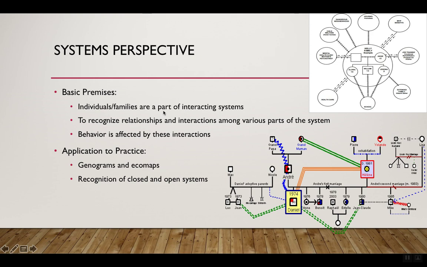And the use of systems perspective in social work can be in the applications of genograms and ecomaps. So the one at the top is an ecomap and it helps illustrate systems and relationships that are part of an individual's family or environment. And the genogram, which is located below, shows the close or open relationships or pattern of relationships among families, such as between grandparents to grandparents.